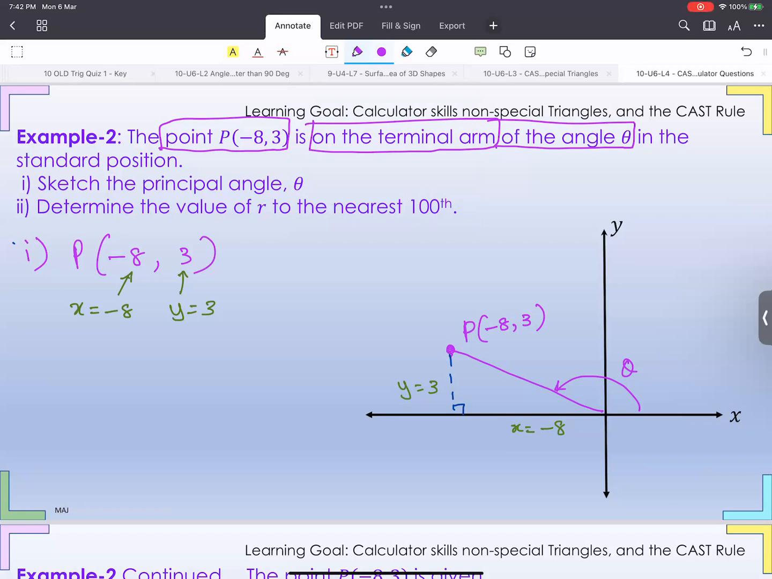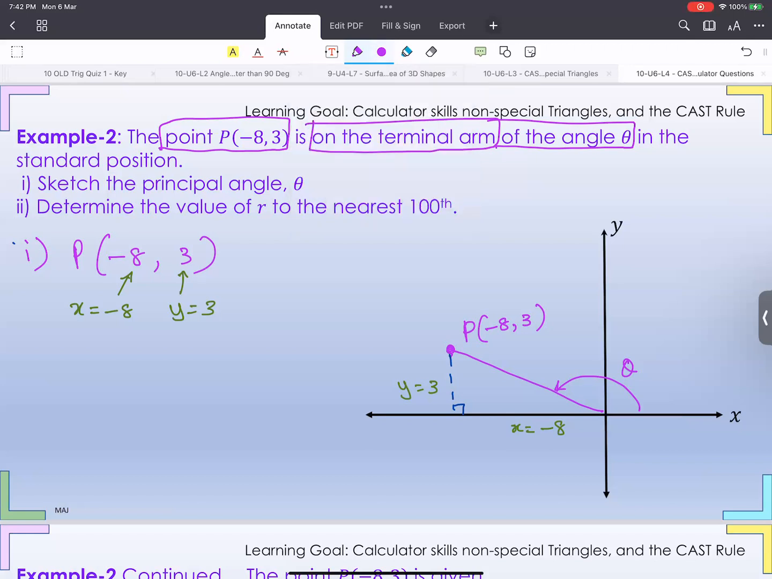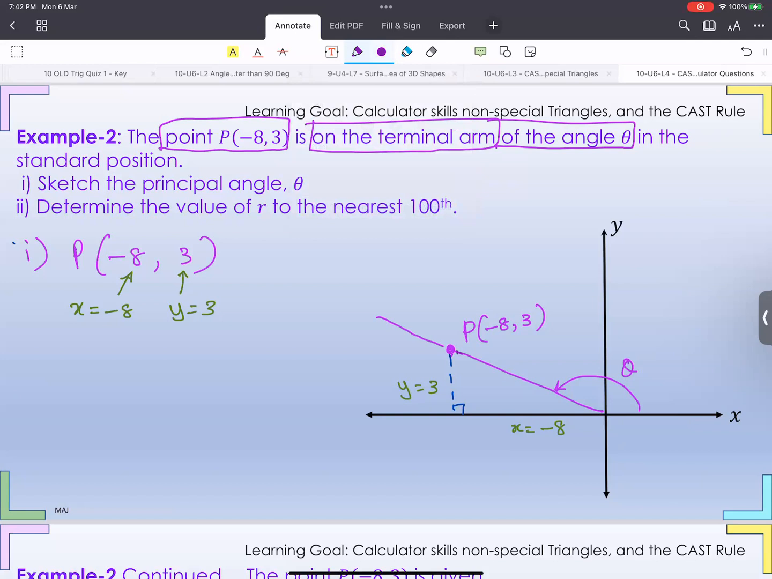How do we find r? What is r? Okay, so this terminal arm can keep going on, right? But the r value is just this bit over here. From here to here, that is r. So how do we find r?